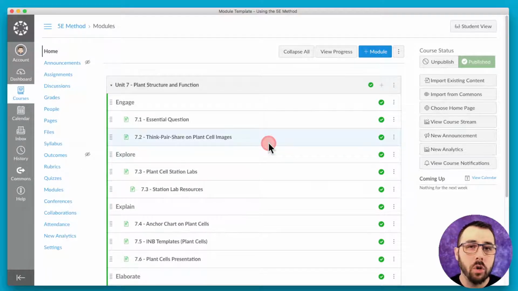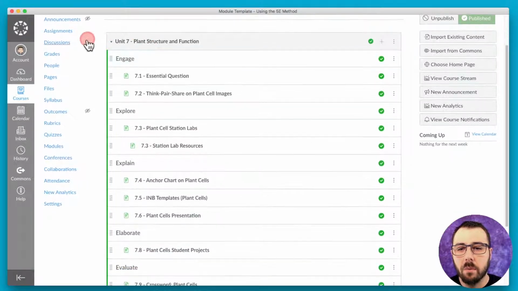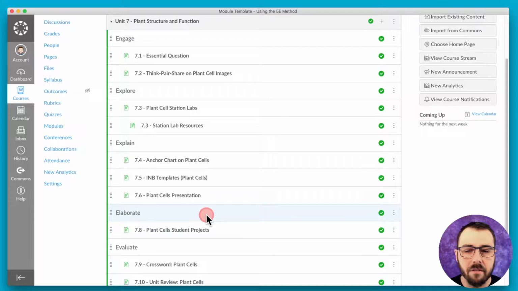If you're already using the 5E method in your methodology in your classroom, it makes total sense that you'd organize your modules in the same way. You can see here that we've used the unit title as the module title, much like we did when we organized our modules by unit. But then after that, it goes into a totally different format. Here, instead of using section headers, we're using our 5E words: engage, explore, explain, elaborate, and evaluate.